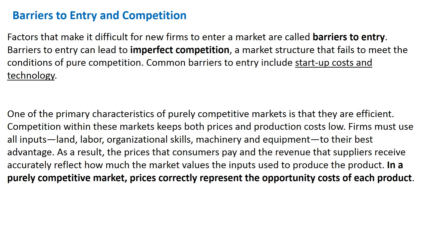And so, we want to get back to that purely competitive market that is efficient. Think about the production possibility curve and how we try to get onto that frontier line, using 100% of our resources, because we're not trying to waste anything of our land, labor, capital, and those sorts of things. So in a purely competitive market, prices correctly represent the opportunity cost of each product.